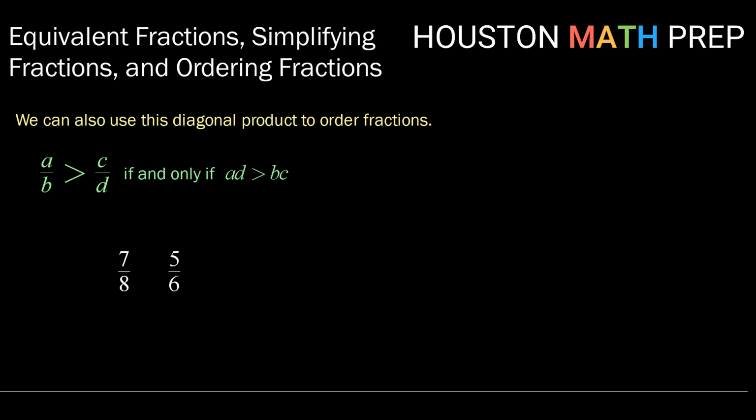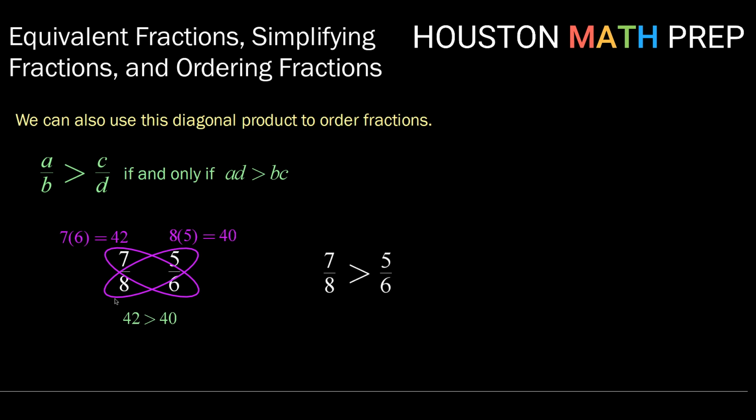So let's test it out. Let's say we want to figure out which is larger, 7 over 8 or 5 over 6. Well, we can check out our diagonal products. Looking at the product of 7 and 6, 7 times 6 is 42. And looking at the product of 8 and 5, 8 times 5 is 40. Now we know that 42 is greater than 40, so therefore the fraction with 42 over it, 7/8, is greater than 5/6.